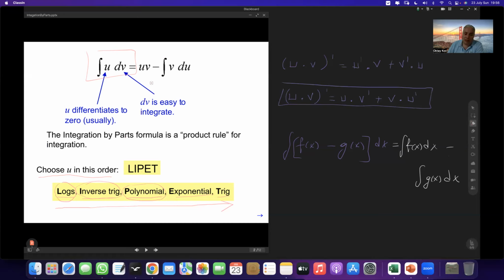Also, whenever we have polynomial things inside, if something is easy and after differentiating it the result will be 0, then we prefer that one as u. The other part, dv, should be easy to integrate. Something that is easy to integrate, we prefer as dv. And then we use the formula uv minus the integral of v du.